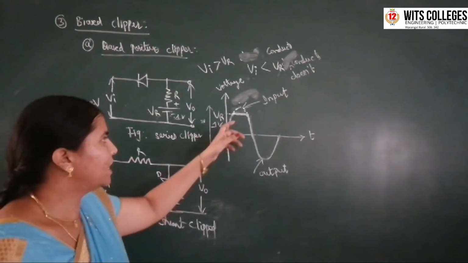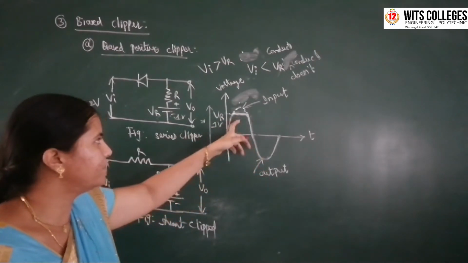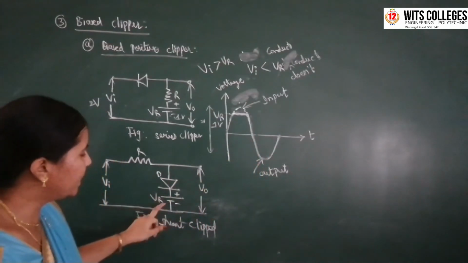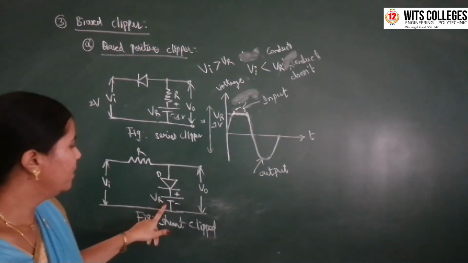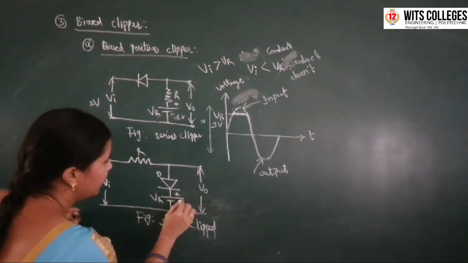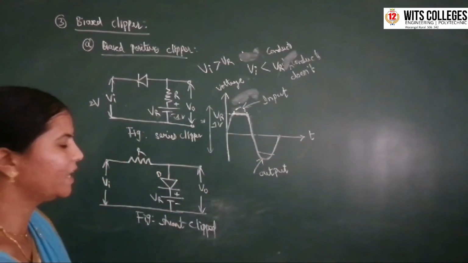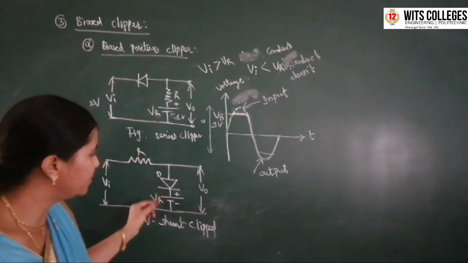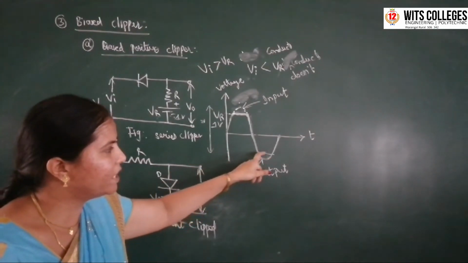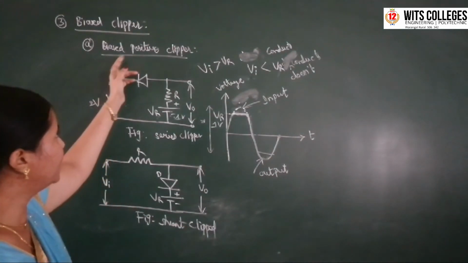So the clipping levels can be on either the positive side or the negative side. The positive half cycle or the negative half cycle can be clipped, depending on the bias we are applying. If we apply a negative bias, the negative half cycle is clipped off. Like that we can change the polarities of the bias and remove the negative half cycle of the output signal. So this is about the biased positive clipper.